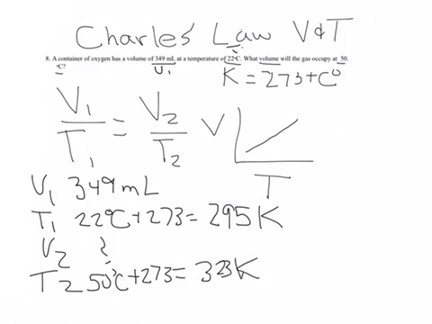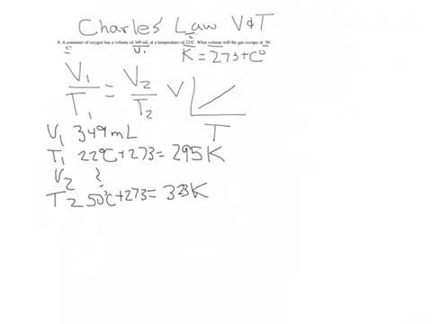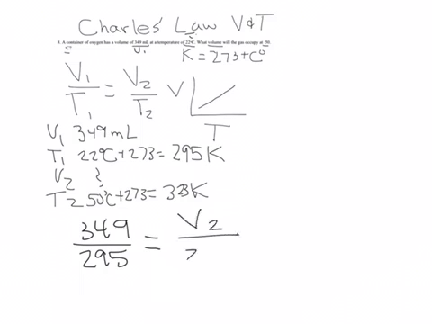Now it's just plugging it into the equation and solving. Okay, so I'm going to say 349 divided by 295 is equal to, well, we don't know, volume 2 over 323. So, in order to solve for this problem, it is cross multiplication and division. So, cross multiply and divide.